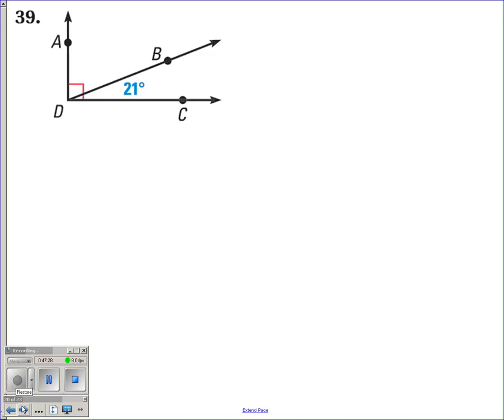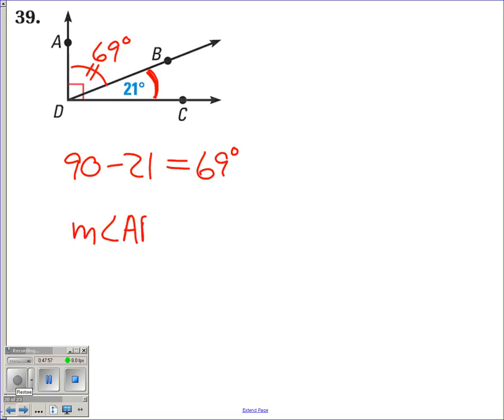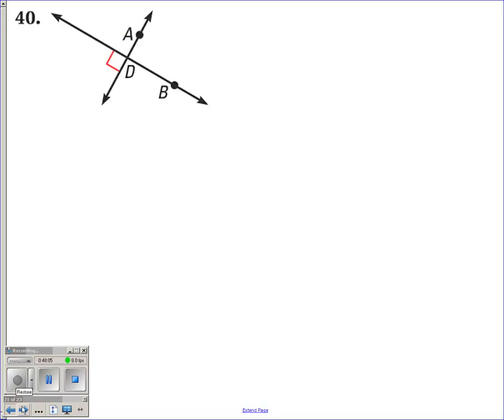Well, let's take a look then. This is 21 degrees. What do you have to add to 21 to get 90? Well, if you don't realize this is 69 degrees for this angle, all you need to do is take 90 minus 21, and that will give you 69 degrees. And that's the measure of angle ADB, which is what they're asking for in this set of problems. That is 69 degrees. Let's take a look at the next one.